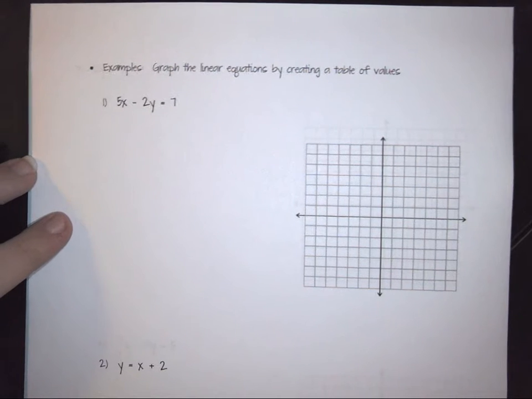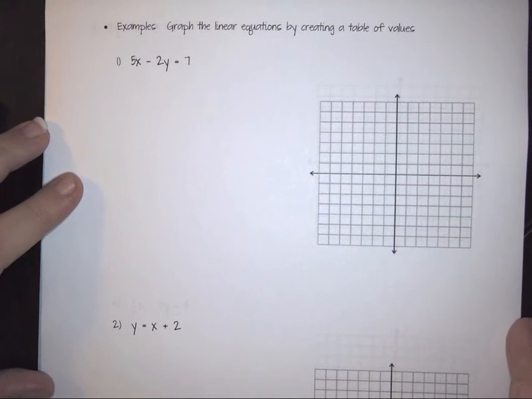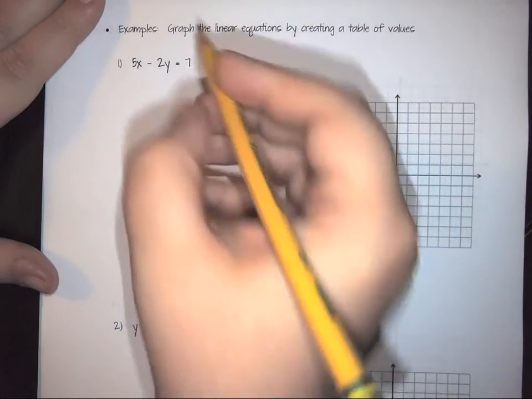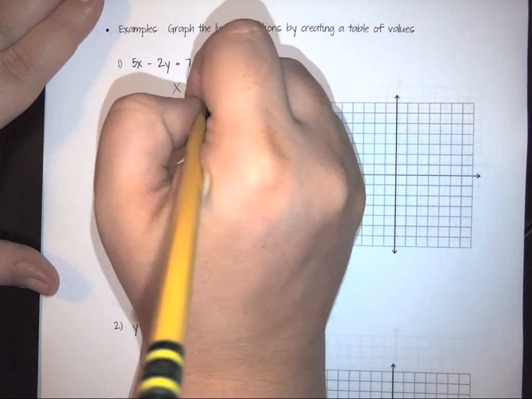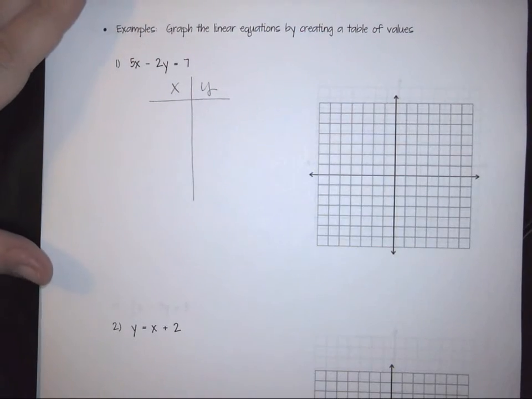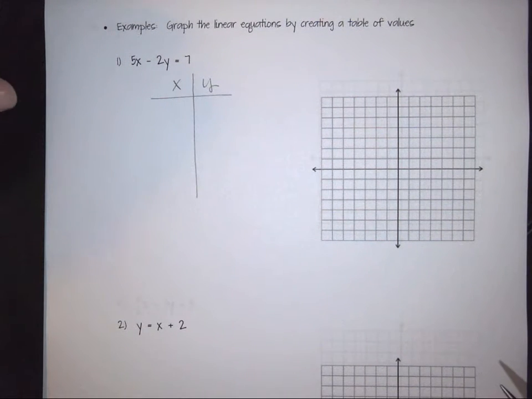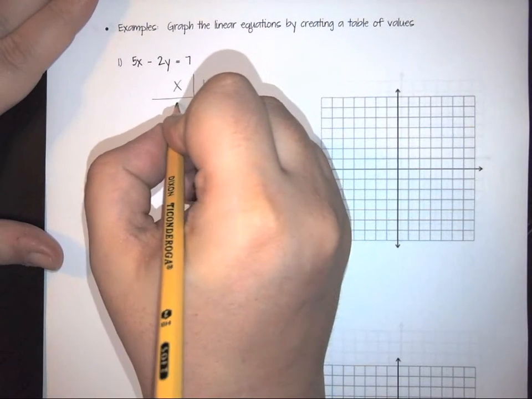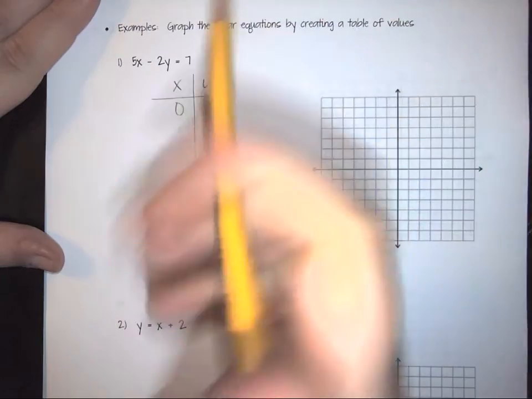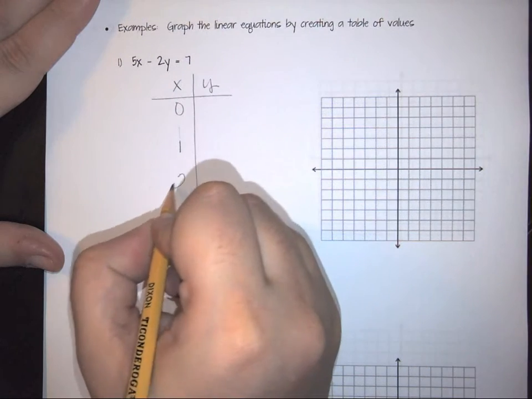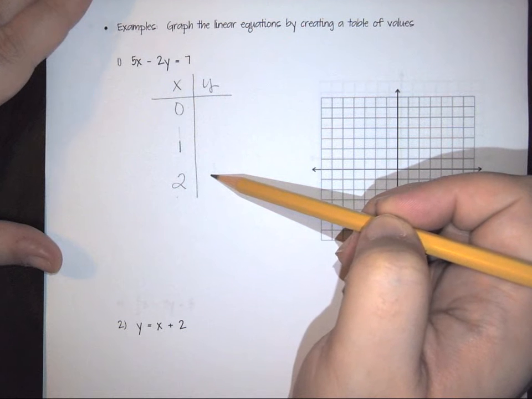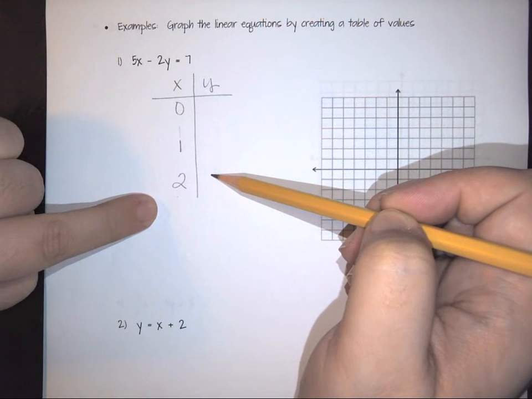So we're just going to look at a couple different examples so that you can get a rough idea of what we're doing. So here we're creating an XY table. We've got x and y, and we need at least 3 values. When I'm working, I like to make things as simple as possible. So usually I like to stick with 0, 1, and 2. Let me space that out a little bit. Then we're going to use these values to find their y partners. So what that means is we have to plug these values in for x and solve for y.